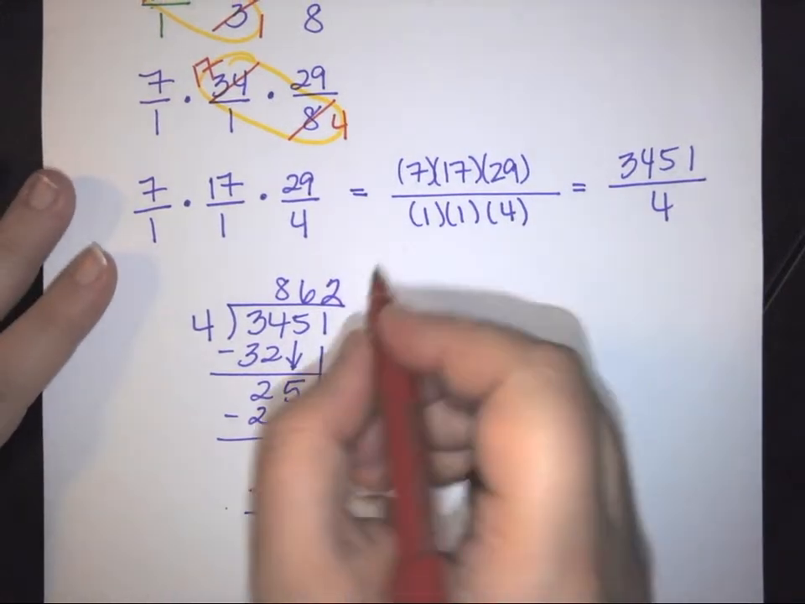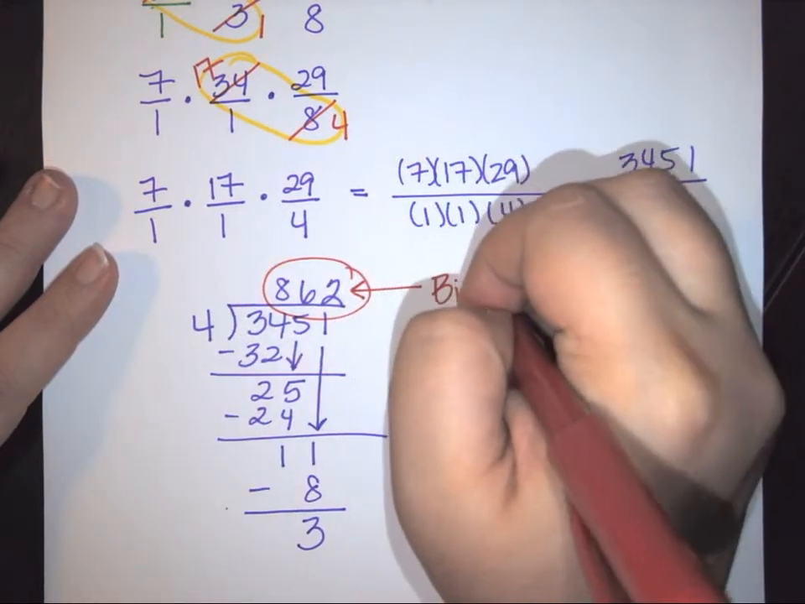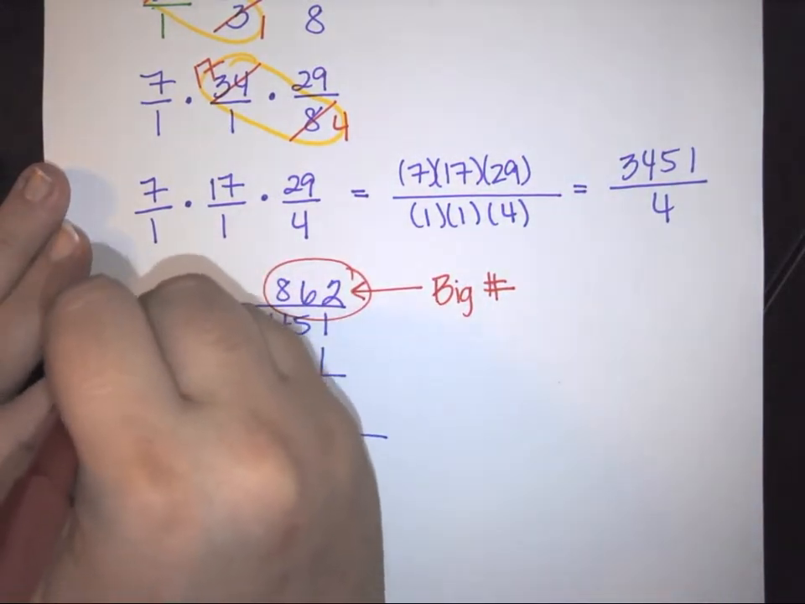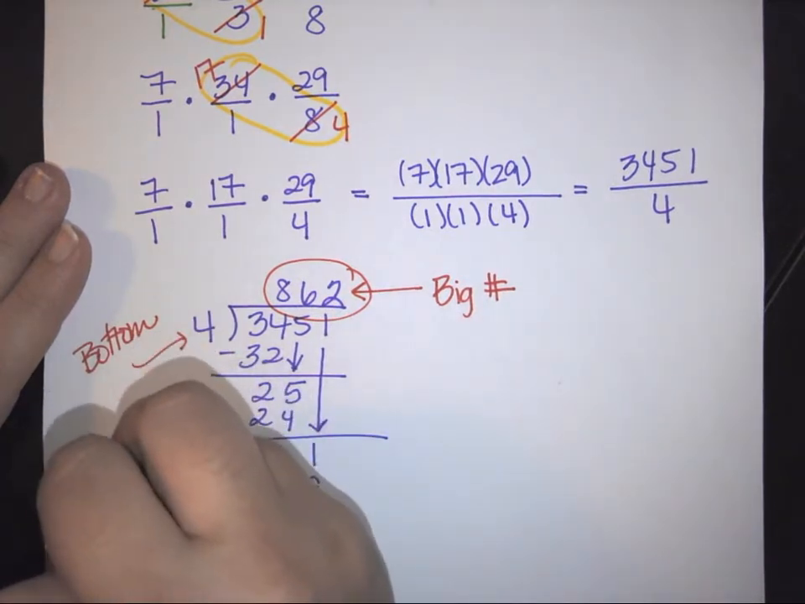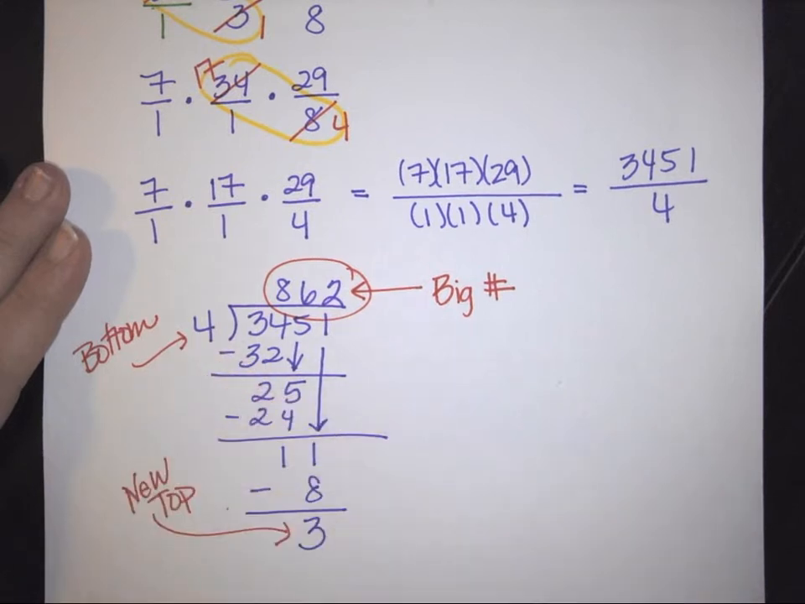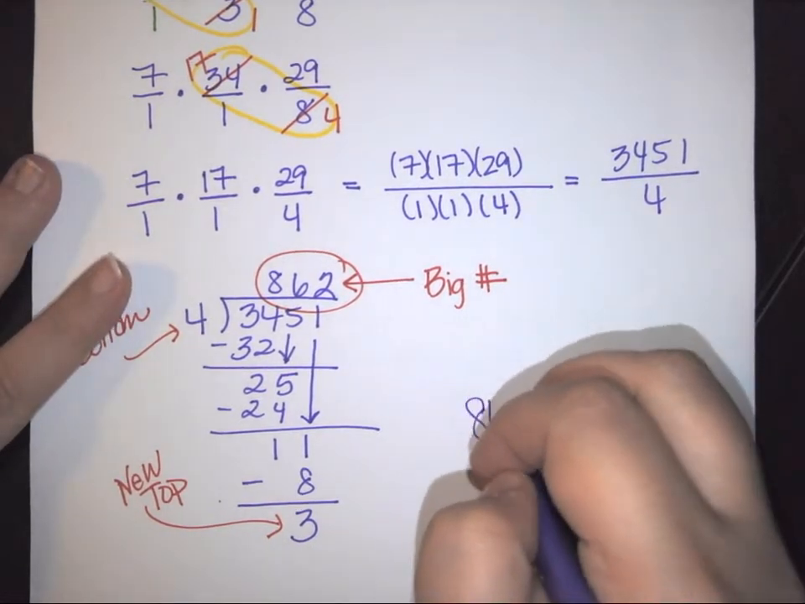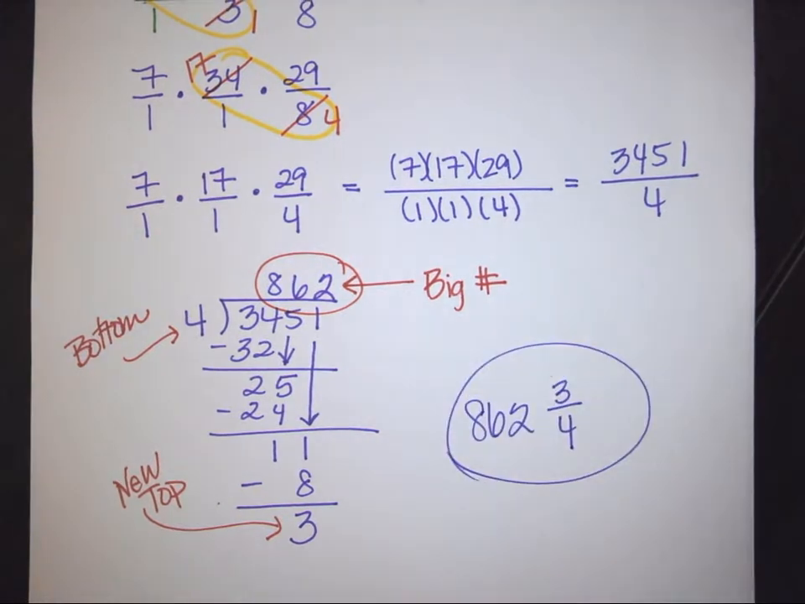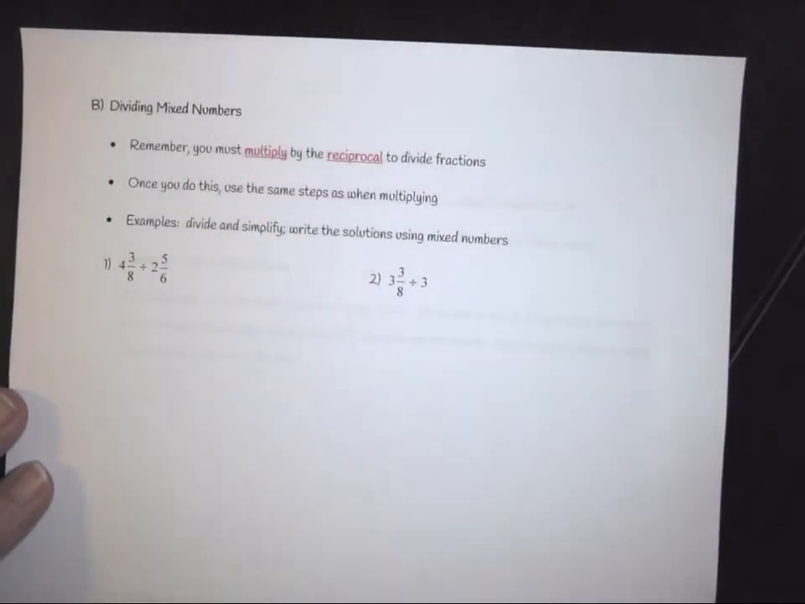So again, just like before, this whole number here is going to be your big number. This one here is still going to be the bottom. And the 3 is going to be your new top, which means the mixed number that we actually have is 862 and 3/4, and that was what we were looking for. So those are 3 different examples of multiplying with your mixed numbers.